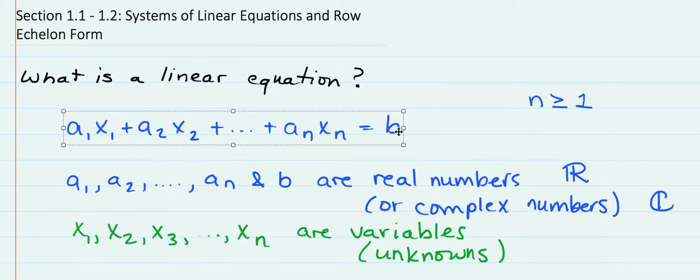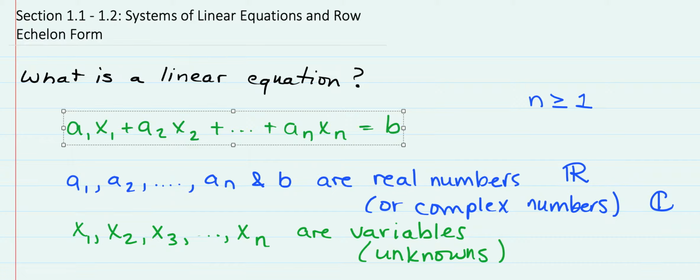And this is going to be equal to b, where all of these coefficients in front of the x's are either real numbers or complex numbers. It depends on what field you're working with. Usually we will work with the real numbers. We have an equal sign, and then we have x sub 1, x sub 2. These are variables, and you'll also see them called unknowns in your textbook. So we have real numbers and variables, and notice that the power on each one of these variables is 1.